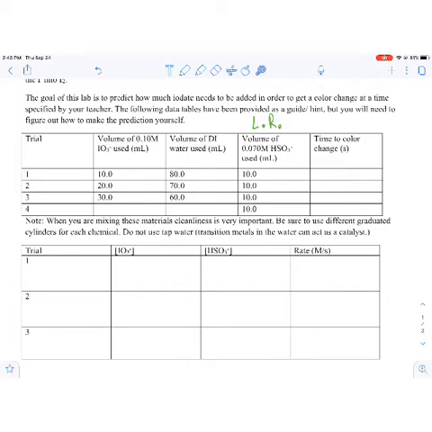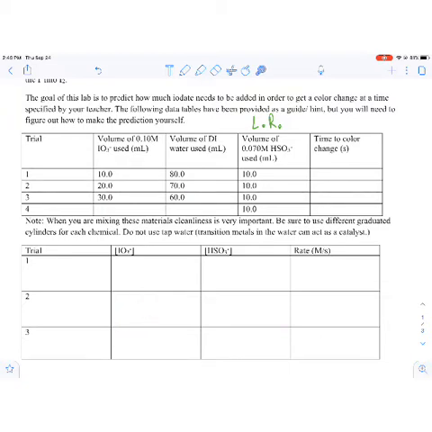So what's going to happen is as I'm mixing all of these, you guys are going to need to go, okay, he mixed 10 milliliters of 0.1 molar IO3 with 80 of water. What would that concentration be? And then he mixed 20 milliliters with 70 of water. What would that concentration be?